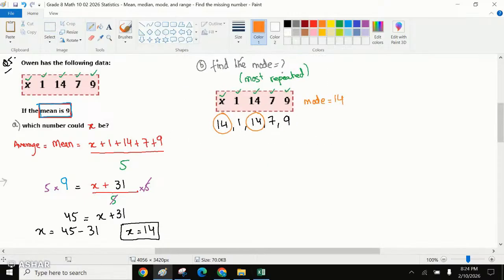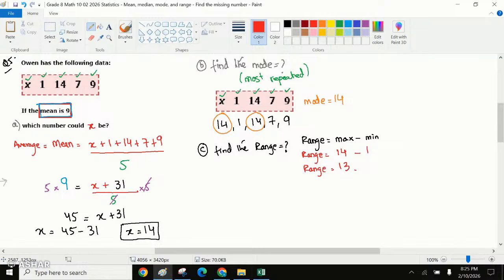Okay. What about range? Find the range. We know that the range always equals the largest number, the maximum number, minus the minimum number. So we can say the range for this question comes out to be, with this value of x, what is the largest number? 14. What is the smallest number? 1. So we can say the range of values for this particular set of data is 13. Agreed?